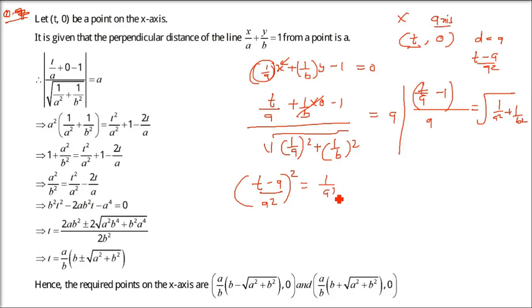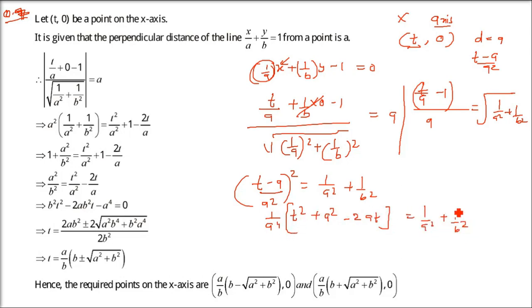Both sides we are going to square because I am trying to eliminate the under root. So (t minus a) whole square over a square, and 1/a square times (1/a square plus 1/b square). So I am just going to resolve it right now. t square plus a square minus 2at, and this is (1/a square plus 1/b square).